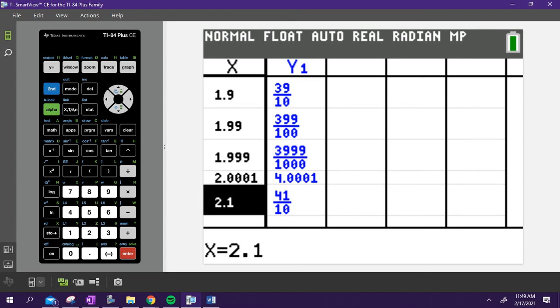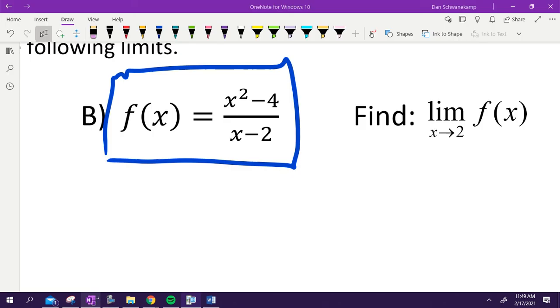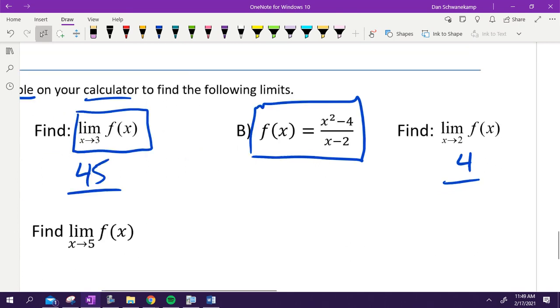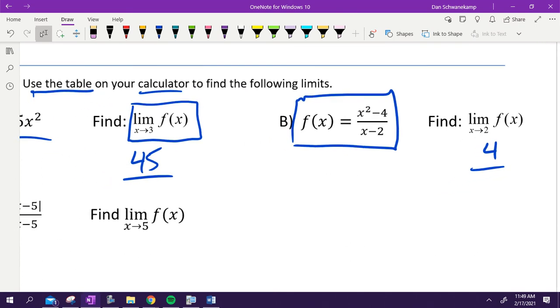4. 3.999 divided by 1.000 is 3.9999. Okay, my answer is 4. We found the limit by looking above and below it. We couldn't just plug in 2, because if we just plugged in 2, it's DNE because there's a hole.